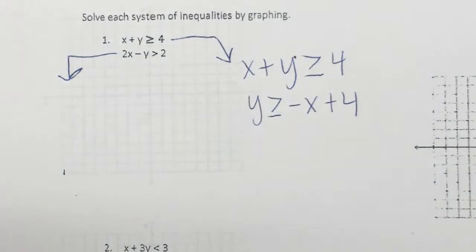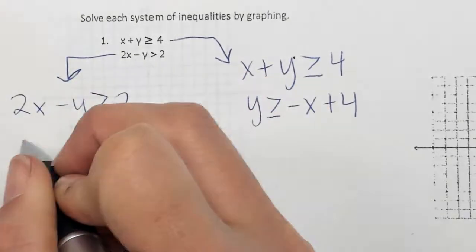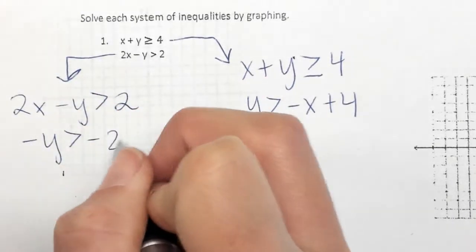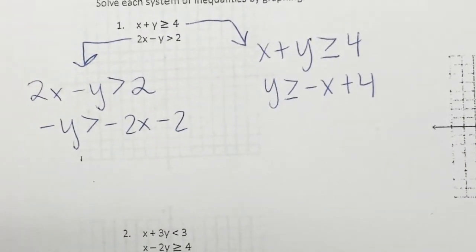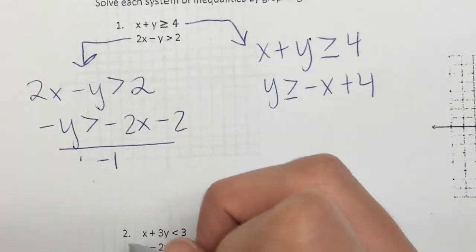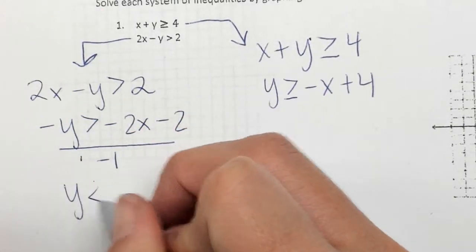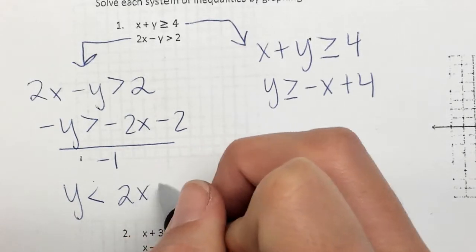Yes. Alright, Brandon, what do I have to do for this one to get y by itself? Okay, so it'd be negative 2x on this side. And then what? Good. Why does it flip? Very good. Tell me what everything else will be. 2x plus 2. Good.